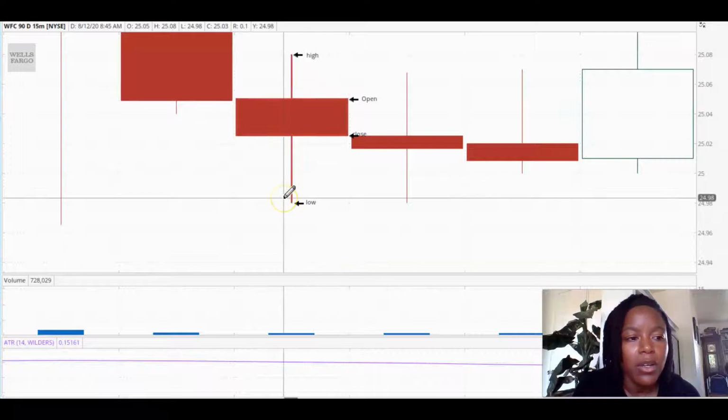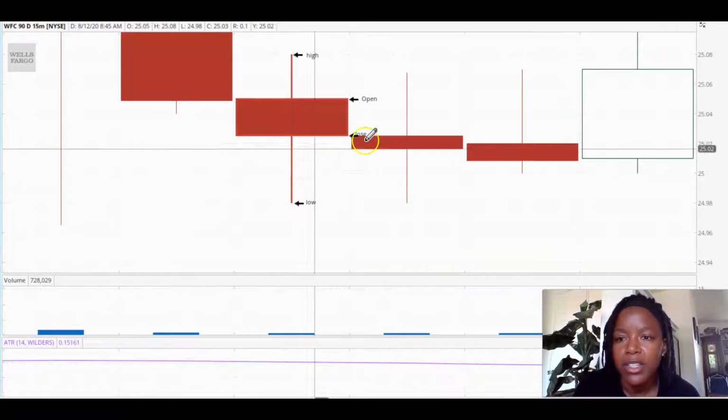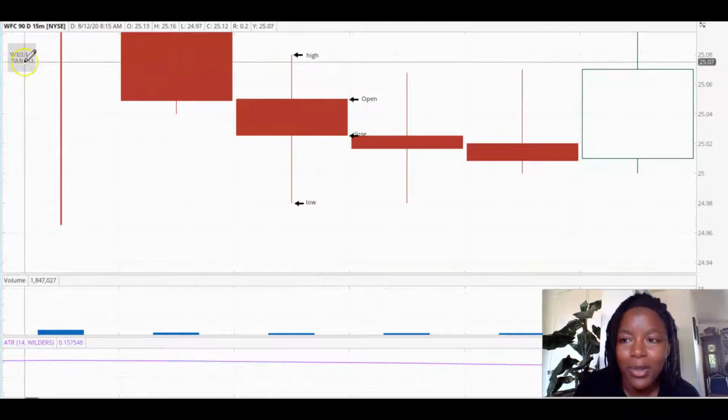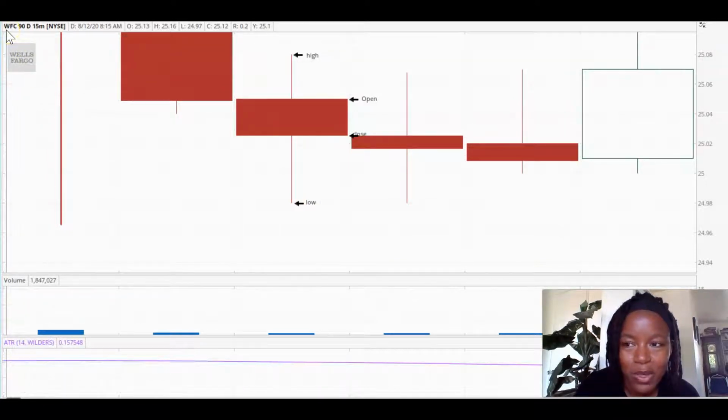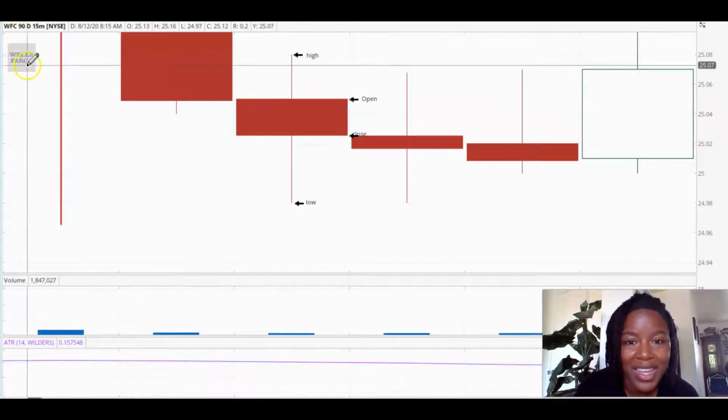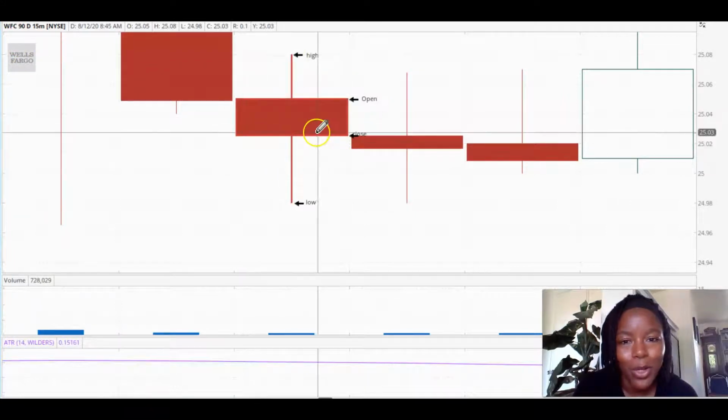So in this video, we'll be going over candlesticks. If we look at the top, we see Wells Fargo. The ticker symbol for Wells Fargo is WFC. It's the nickname for it, but we're on candlesticks now.